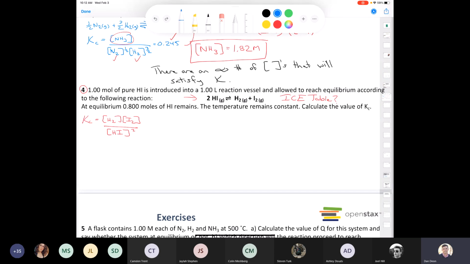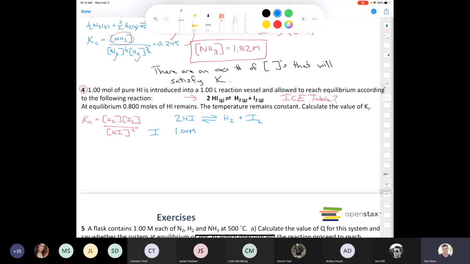So I'm going to rewrite the balanced equation. 2HI is in equilibrium with H2 plus I2. So initially, we start out with 1.00 moles per liter of HI, right? Because we have 1 mole in 1 liter. Now, you can do that math in your head, can't you? 1 mole per liter, that's the same thing as saying 1.00 molar, right? That's your initial concentration of HI.